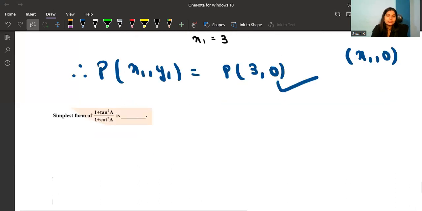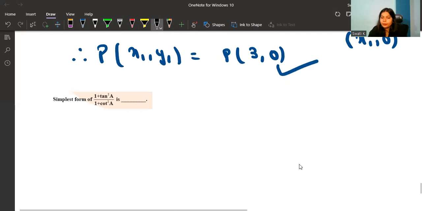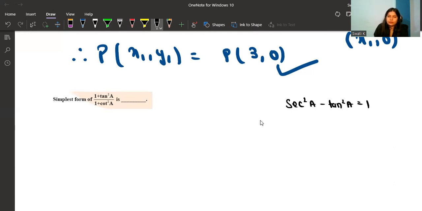Simplest form of (1 plus tan square A) upon (1 plus cot square A) will be equal to what? So it's very simple. You know the formula here. There is a formula that we know, that sec square A minus tan square A will be equal to 1. So from here, what is sec square A? Sec square A will become 1 plus tan square A. So 1 plus tan square A is sec square A. So I can write down here sec square A upon 1 plus cot square A.